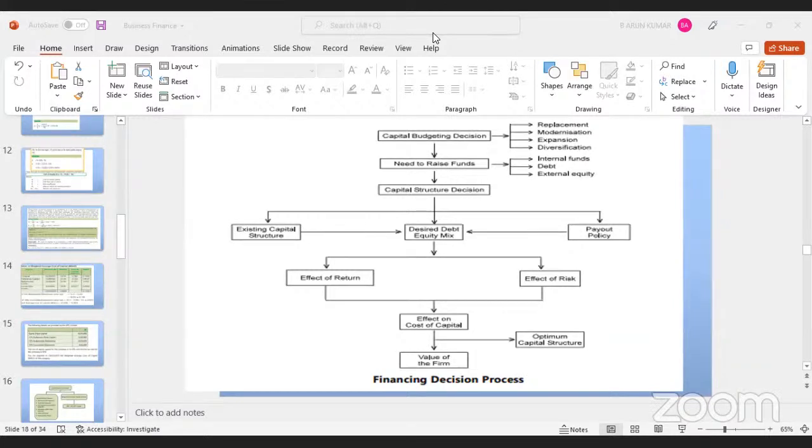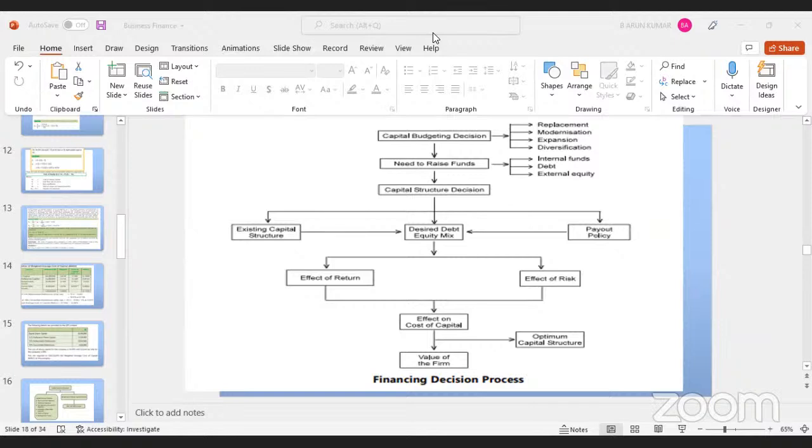And risk: the capital structure should be designed in such a manner that the financial risk of the company does not increase beyond the tolerable limit. How much risk we can bear, only to that level we take decisions. Beyond that, we are not taking debt from outsiders. Okay, this is the second factor.